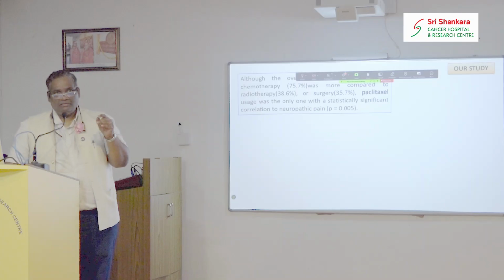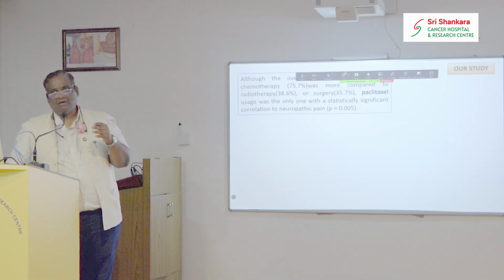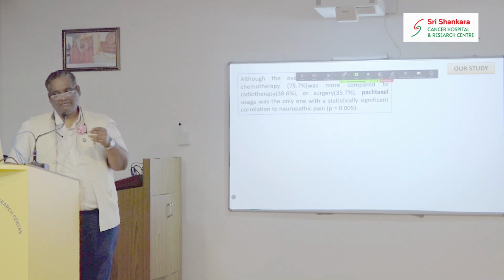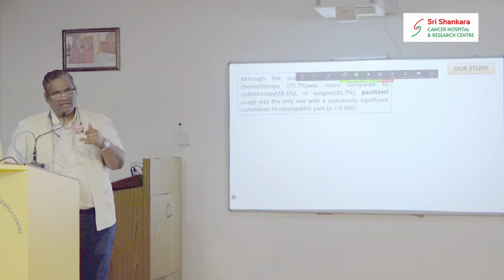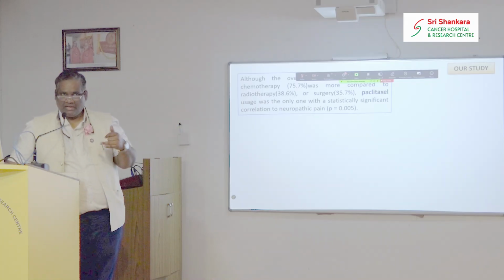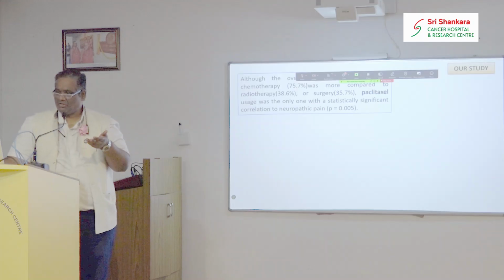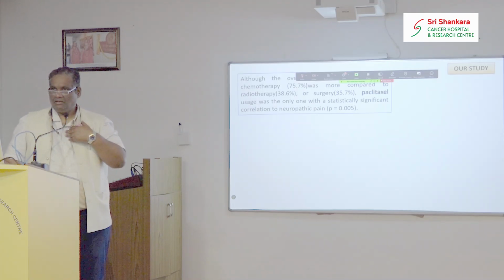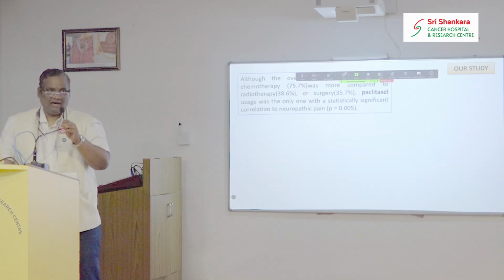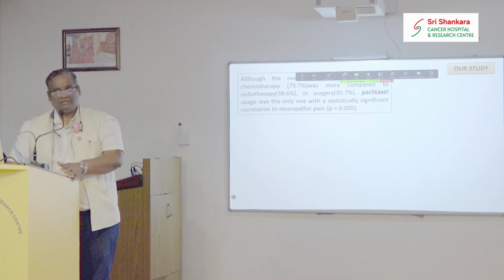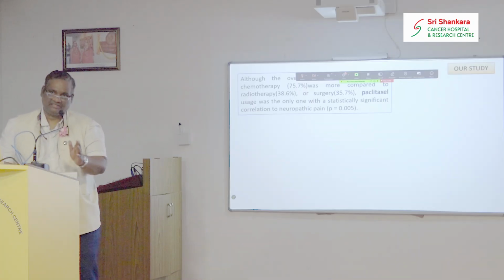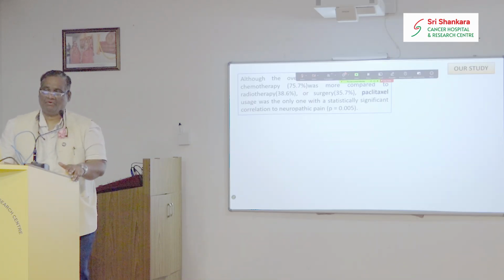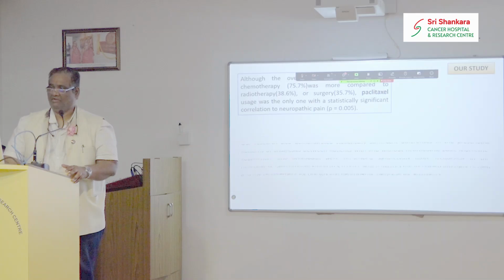You will frequently encounter the terminology CIPN when you practice pain as well as palliative medicine. CIPN is chemotherapy-induced peripheral neuropathy, and it is caused by the agents which are used to cure or control the cancer. The commonest one is paclitaxel, which we also found has a significant contribution, and it was statistically significant in our group of patients.